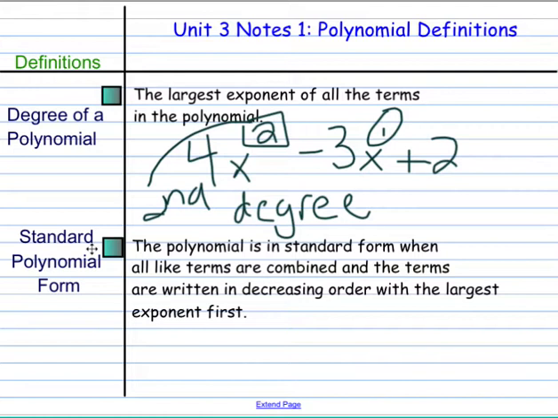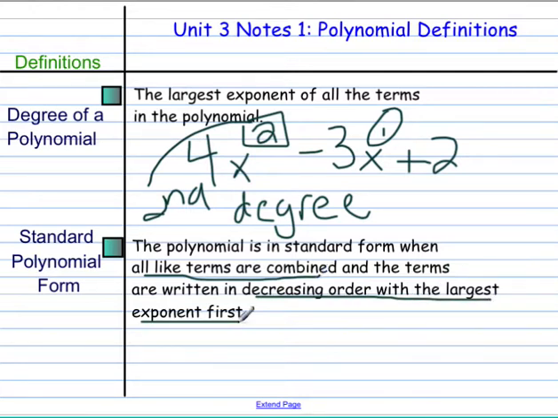Finally, the standard form of a polynomial. A polynomial is in standard form when all like terms are combined and the terms are written in descending order. The two most important things from this are that all like terms are combined and it's in decreasing order with the largest exponent first.